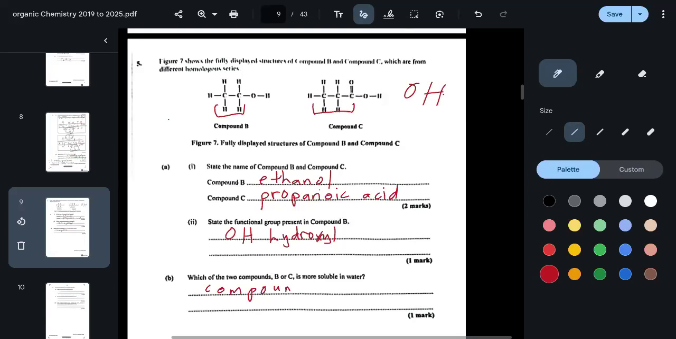Once it has OH, it's polar. Good. So both the ethanol and the carboxylic acid are polar. However, what you have to look at now is the CH groups. The reason why oil and water don't mix is that oil is basically hydrocarbon, CH groups. So it is non-polar.